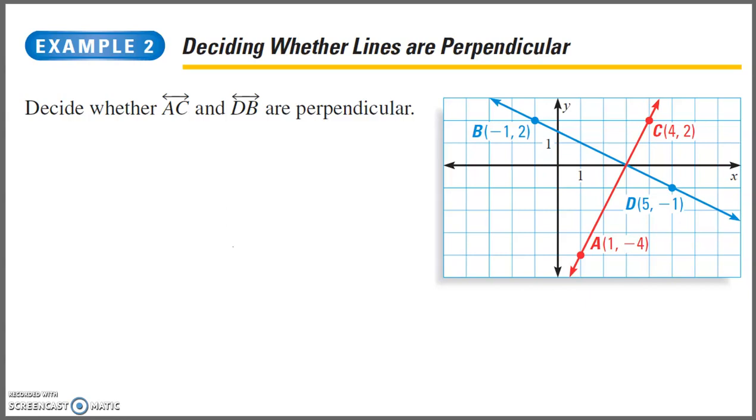I'm going to name this line X and this one line Y, just so I can talk about them a little bit more easily. Let's find the slope of line X. Okay, it's going to be rise over run.